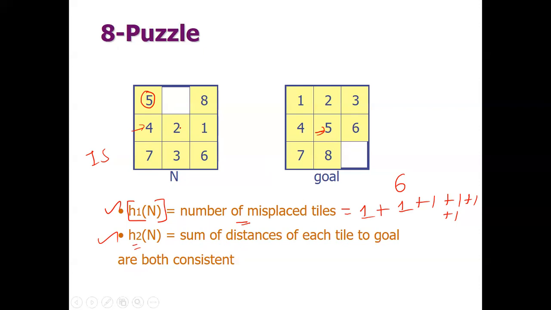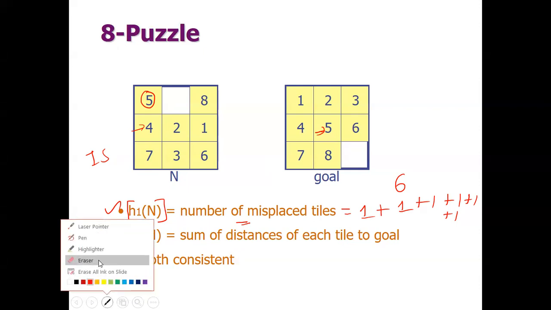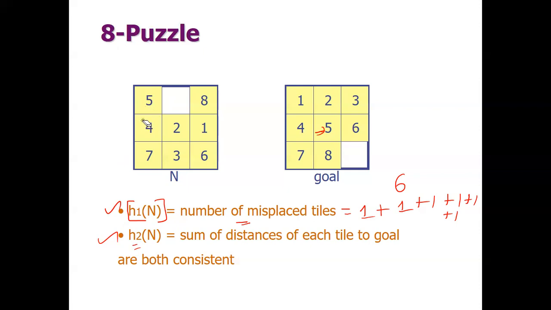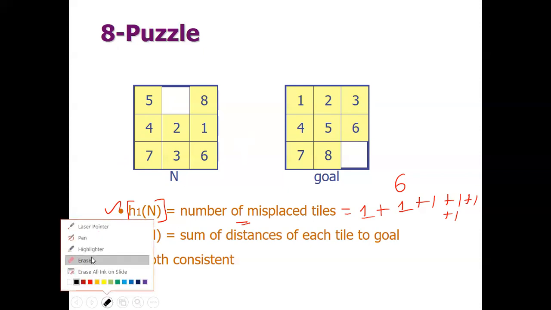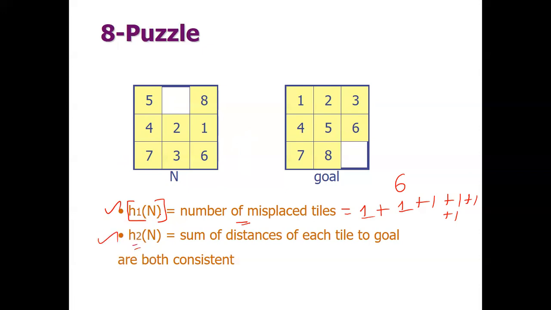From each tile you have to see how much distance it is away from the respective tile in the goal state. So this is actually different from the first one. Here in the first case we are only seeing how many are misplaced, that's all. We are not bothered about the position. Whereas in the second case we are bothered about where it is.